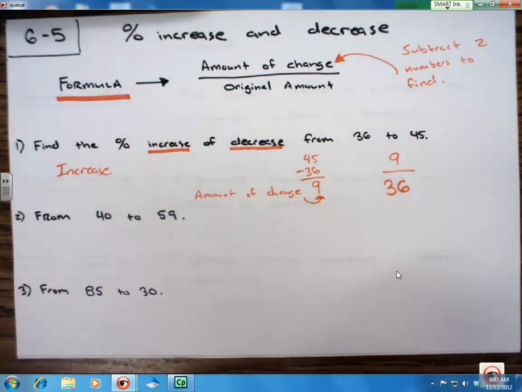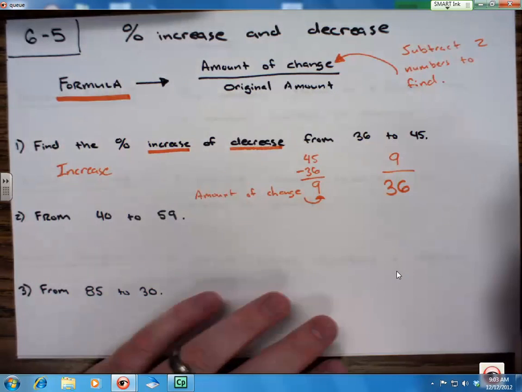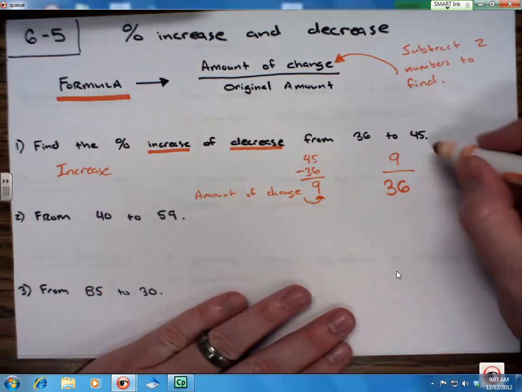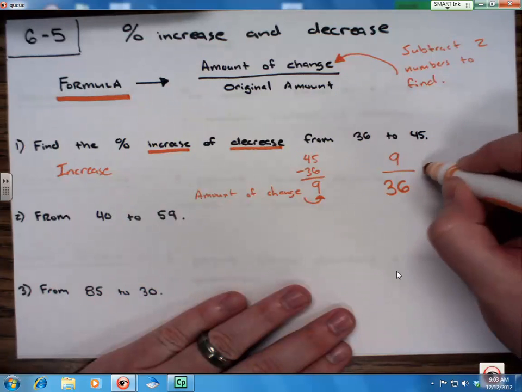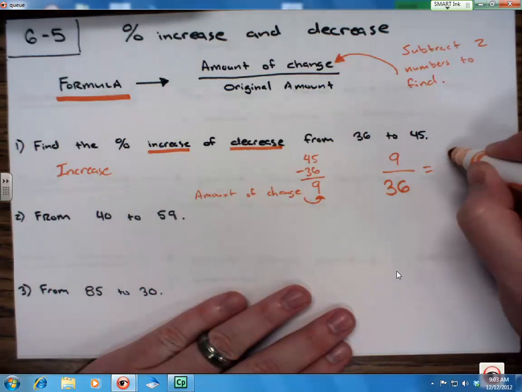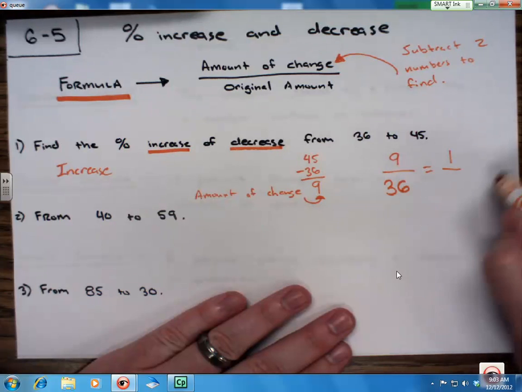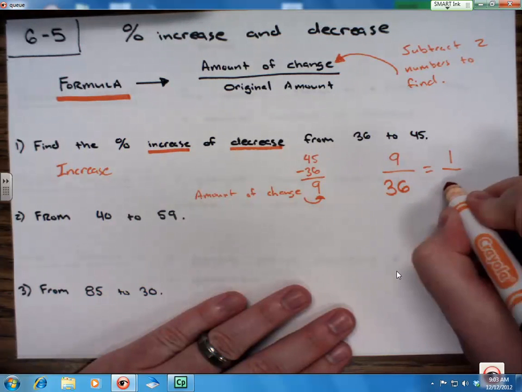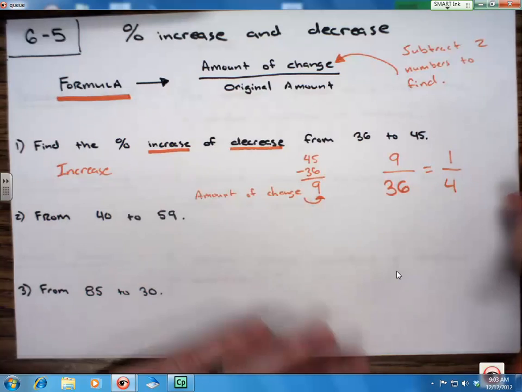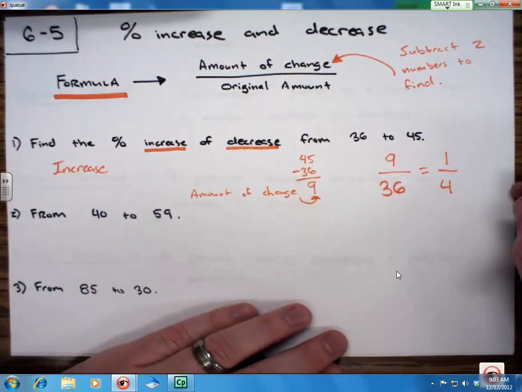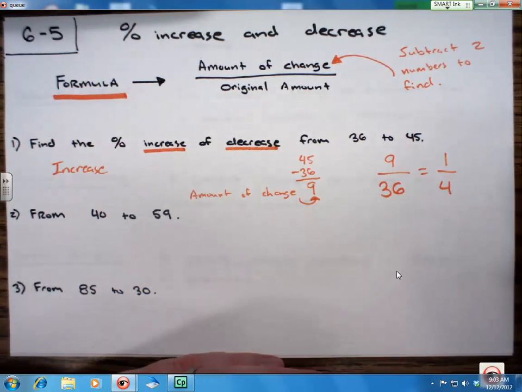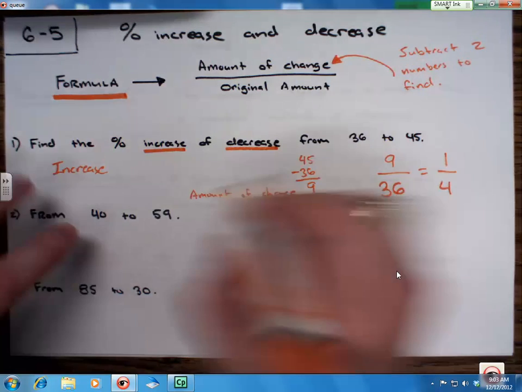Now I'm not done yet because I need to simplify that, and I need to change that into a percent because, well, it asked me to find the percent. So I'm going to simplify that first, and I know that 9 goes into both of those. 9 divided by 9 is 1. 36 divided by 9 is 4. So I end up with 1/4. Well, if I was going to write that as a percent, what would 1/4 be as a percent? Yeah, it would be 25%.